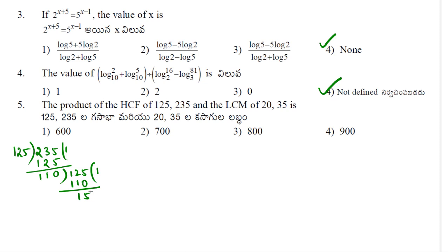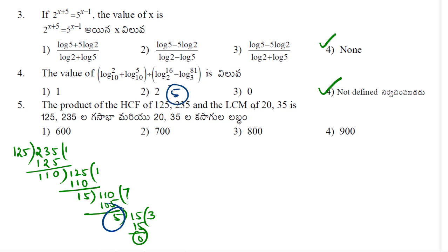Now again, take this 15 as the new divisor and 110 as the new dividend. 15 times 7 is 105. Subtract 5. So let us divide the 15 with this 5. So 5 times 3 is 15. 0 becomes. So 5 is the HCF. So HCF of 125 and 235 is 5.